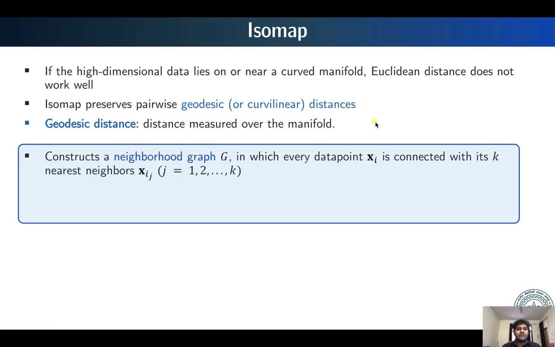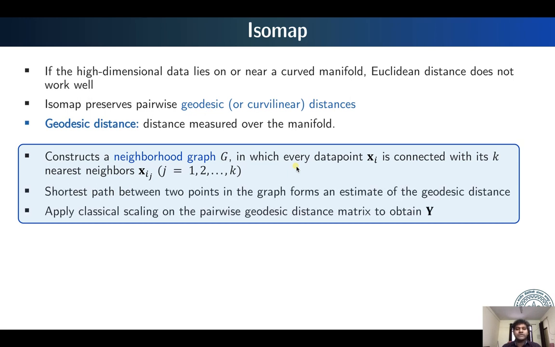So let's look into the algorithm itself. First of all, the Isomap technique constructs a neighborhood graph, which is denoted as capital G. In the neighborhood graph, every data point in the high dimensional data is connected to its k nearest neighbors. That is how the nearest neighborhood graph is constructed. And in that graph, the shortest path between two points gives us an estimate of the geodesic distance, because each data point is connected only to its nearest neighbors, and there can be many paths through the graph. Of course, the shortest path can be computed using Dijkstra's algorithm or any other algorithm, and that will give an estimate of the geodesic distance.